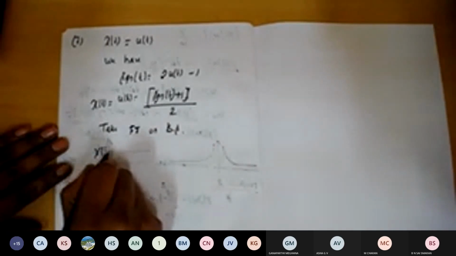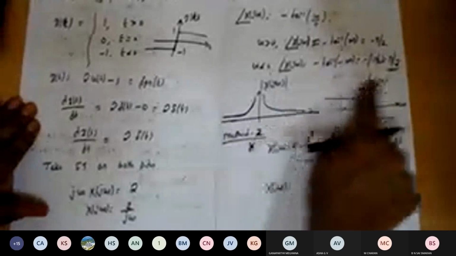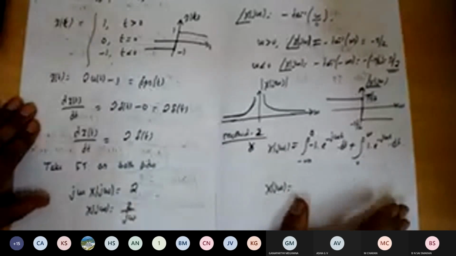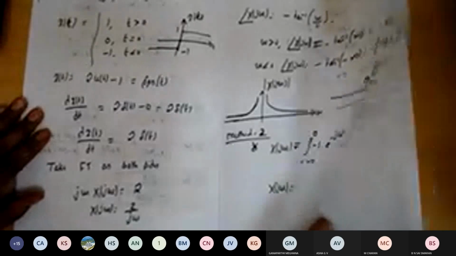Take Fourier transform on both the sides. The Fourier transform of x of t is nothing but X of j omega. And the Fourier transform of signum t, we have already done. It is equal to 2 by j omega.